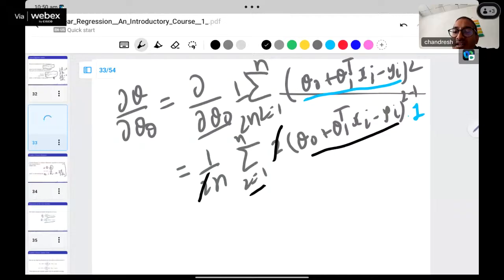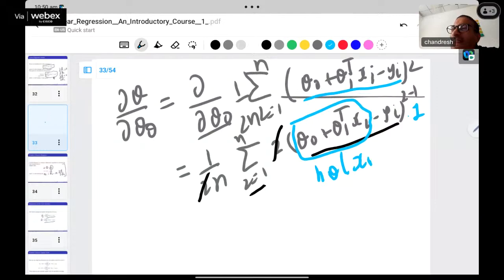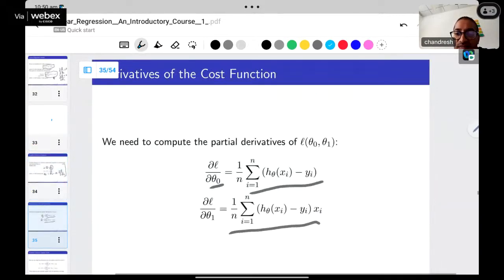Remember, this part is our model, theta x_i, and this is the same as what is written over here. You see, this is the same as there.